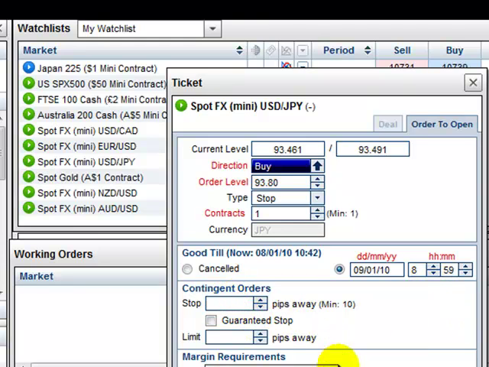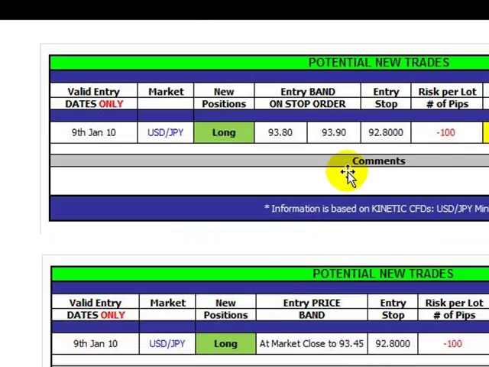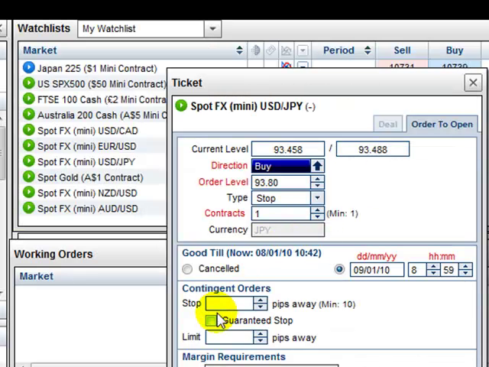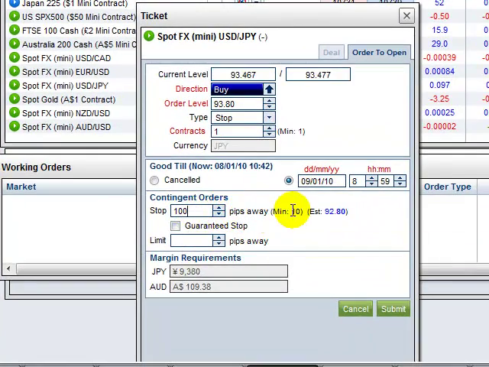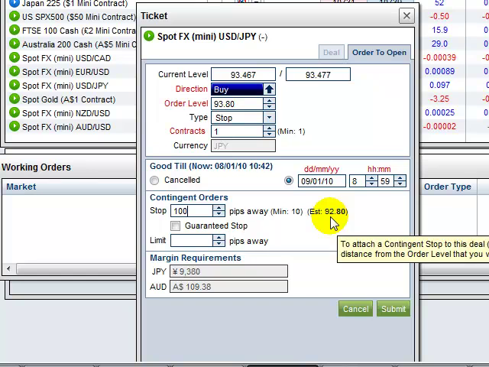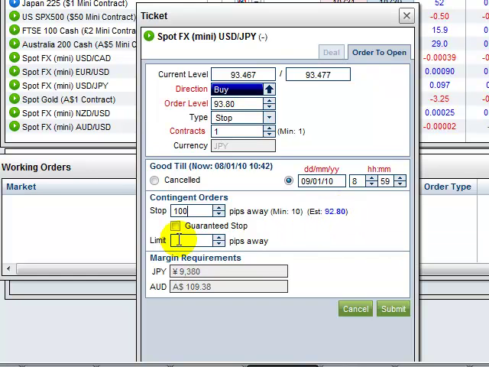Now, we want to look at our stop loss. The stop loss for this trade is 100 pips from the entry. So we simply go back to our ticket and type in 100 here, 100 pips away. So our stop loss would be at 92.80. So you can double check that.